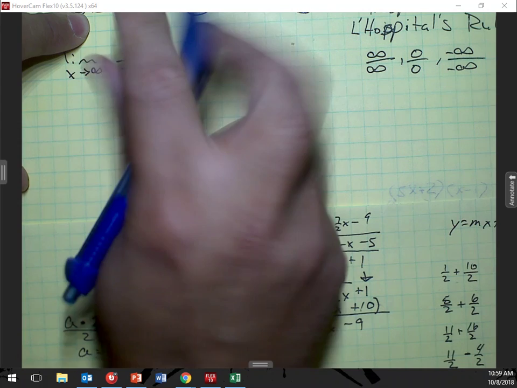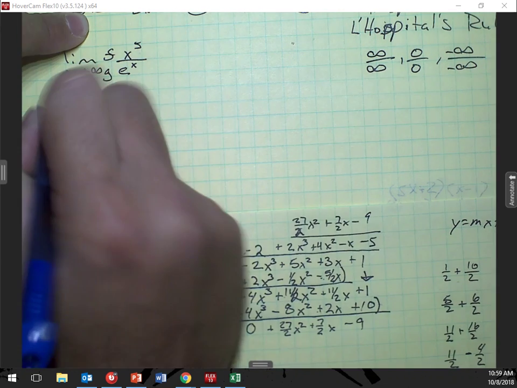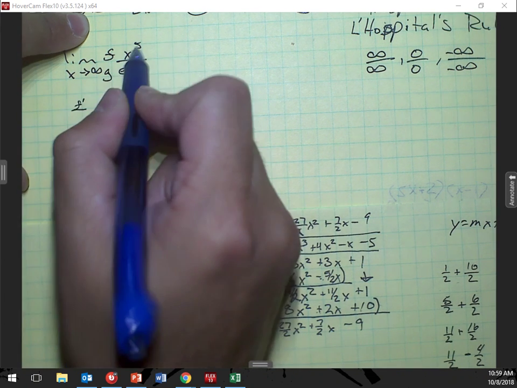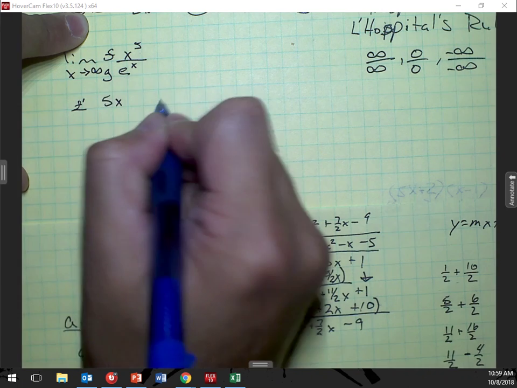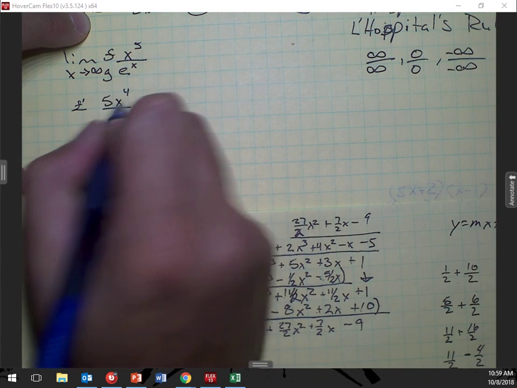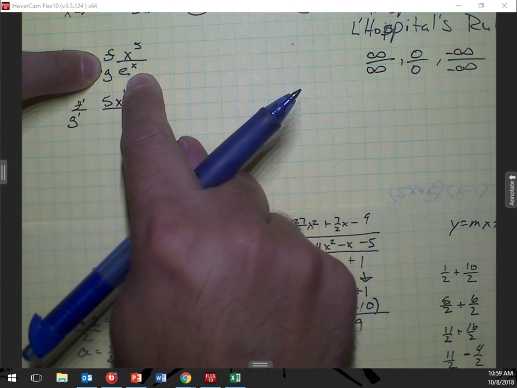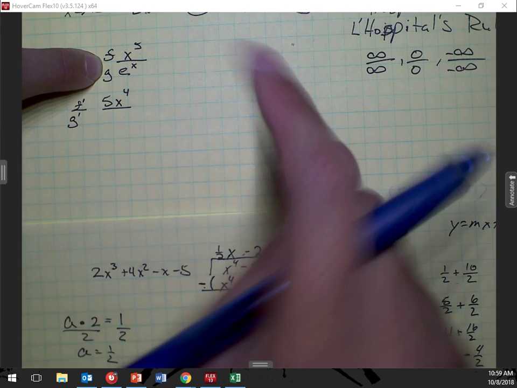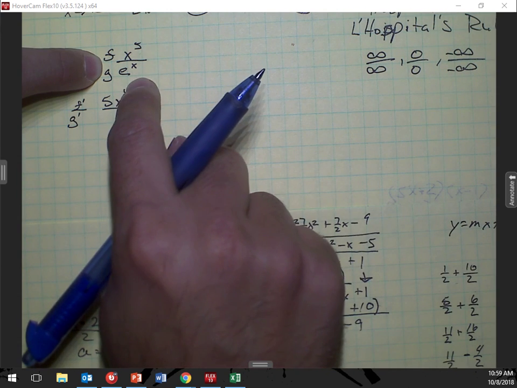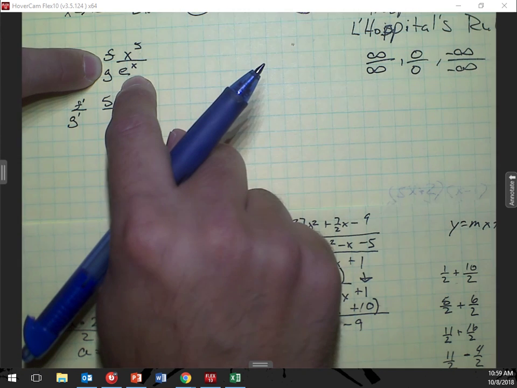So let me see. If I call this one F and call this one G, F prime is going to give me 5x to the 4th over G prime. Now the derivative of e to the x is only e to the x. That is an identity. It's one of those things that you're going to come up later. So when taking the derivative of this, the derivative of e to the x is just e to the x.